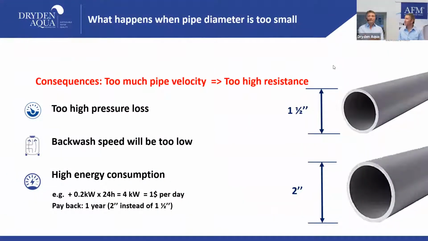The consequences of this. So what happens if the diameter is too small? Okay. So again, if we use pipes that are too small, 1.5 versus 2 inches in this example, our pressure loss is going to be too high. We're going to have a very hard time achieving proper backwash speed, and our energy consumption is going to be considerably higher. If we're looking at this, 2 cents per kilowatt hour times 24 hours, that's 4 kilowatts. It's $1 a day. So we can easily achieve an ROI, or a payback, with using a larger pipe within a year. And we'll do some examples of that in a few slides.